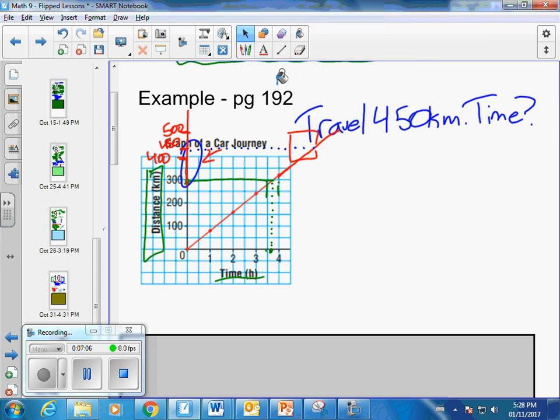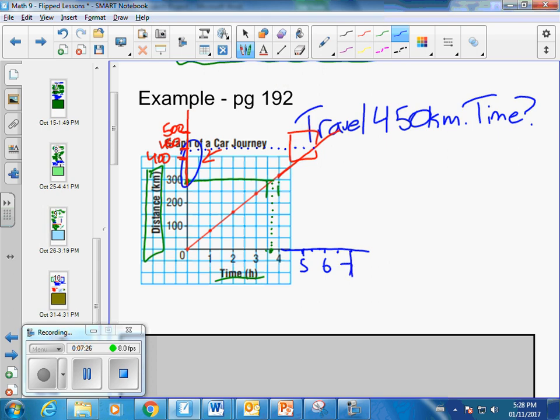Sorry. The other thing I forgot to do before, I have to extend out my bottom line as well here. So this is 4.5. Call that 5. 5.5. Call this one 6. 6.5. Call this one 7. Yeah, we'll say that that one is 7.